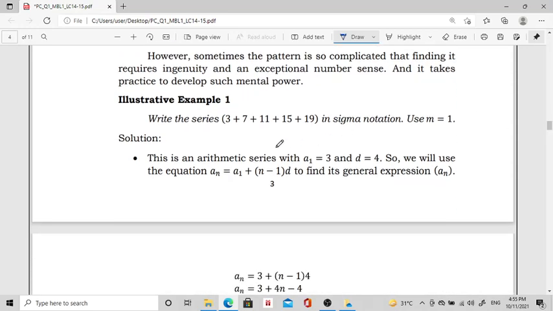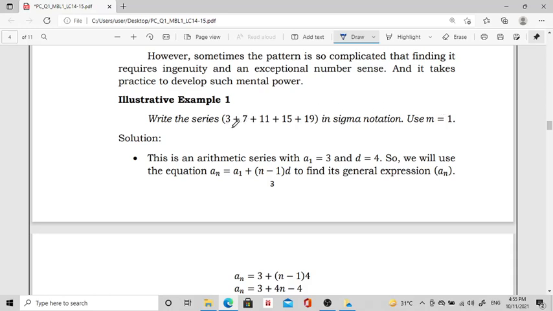So, practice lang tayo. So, what if we are asked to write a series in sigma notation? For example, 3 plus 7 plus 11 plus 15 plus 19. And we are asked to use 1 as our minimum value. So, use m equals 1. We start at 1, sabi.